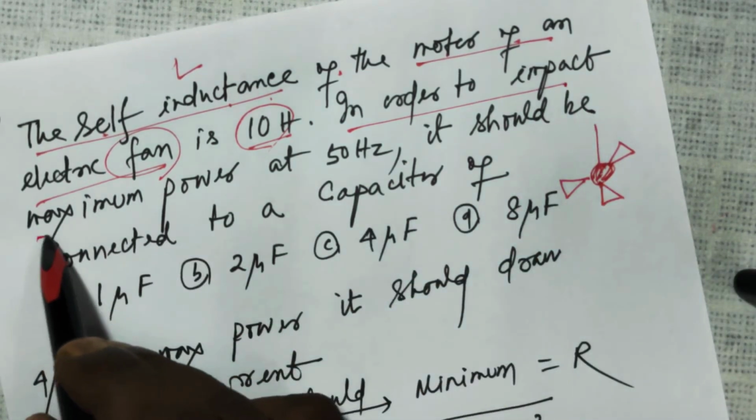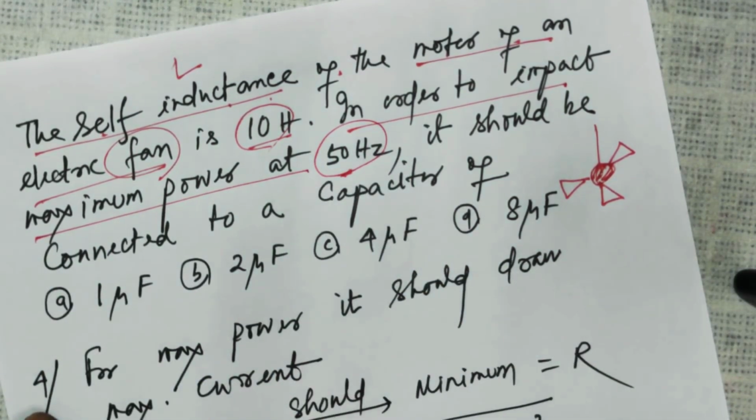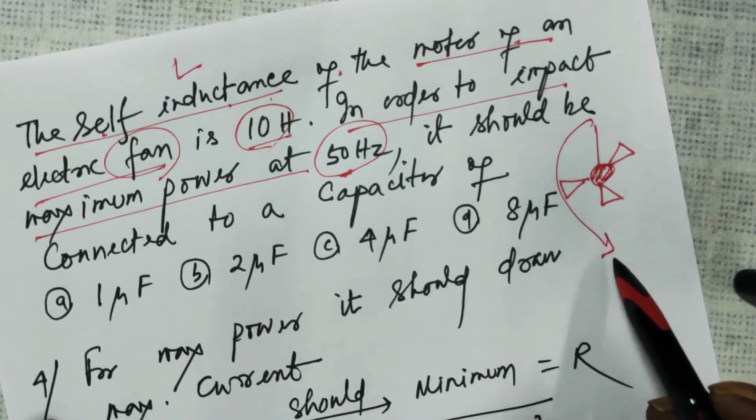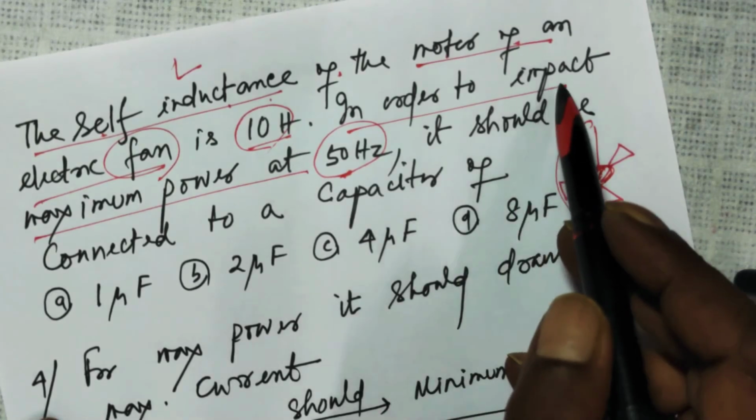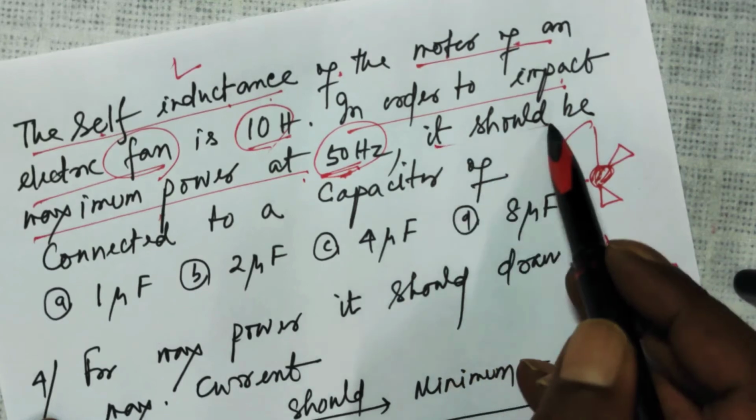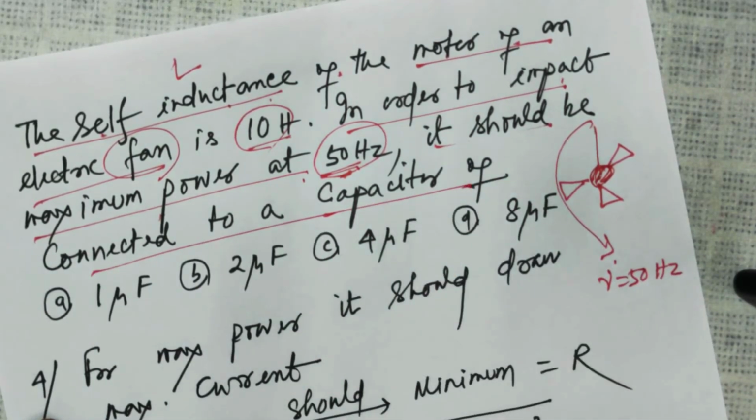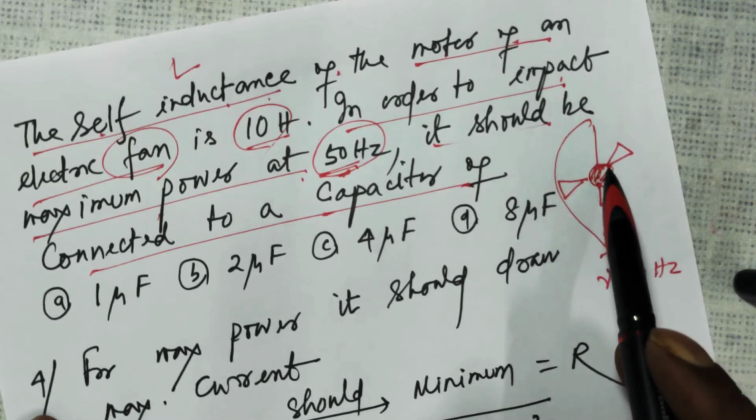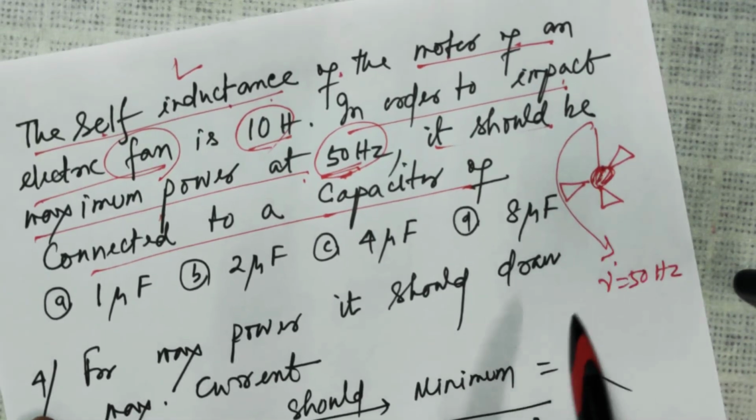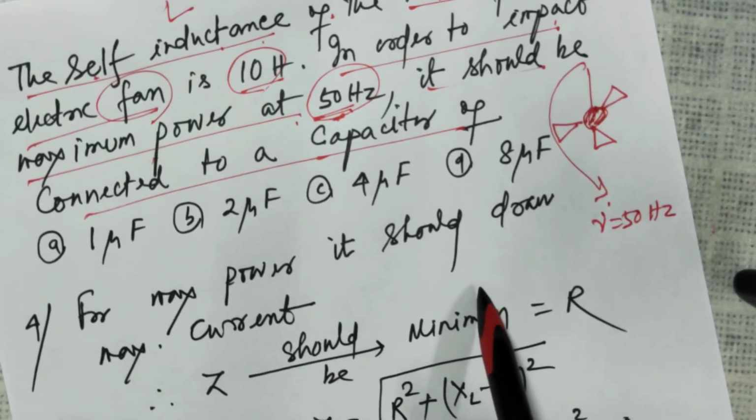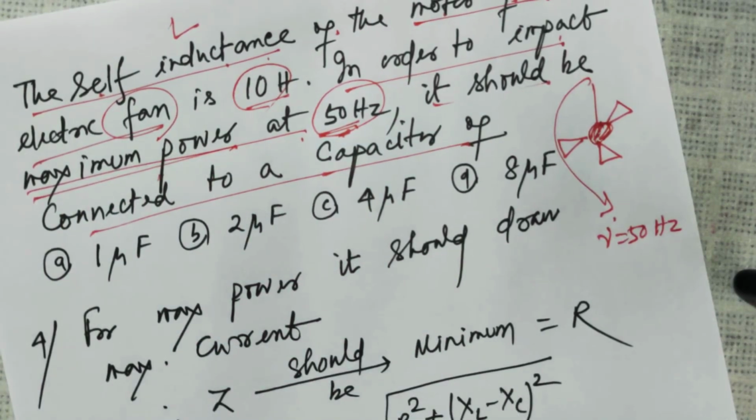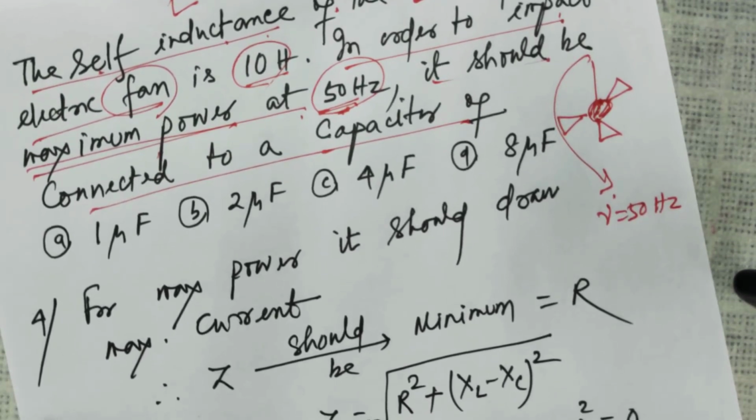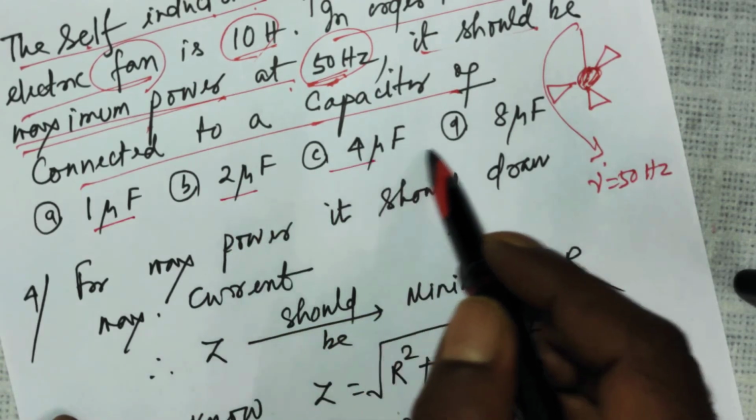In order to impart the maximum power at 50 Hertz, this is connected to your household electricity where the frequency is equal to 50 Hertz. In order to impart maximum power at 50 Hertz, it should be connected to a capacitor of what value? If you remove the capacitor from your fan, the fan will not rotate, right? So, what should be the capacitance of that capacitor to have the maximum power from the fan? Means the fan will be rotating with the maximum speed, right? So, these are the four choices given. Let us find out.